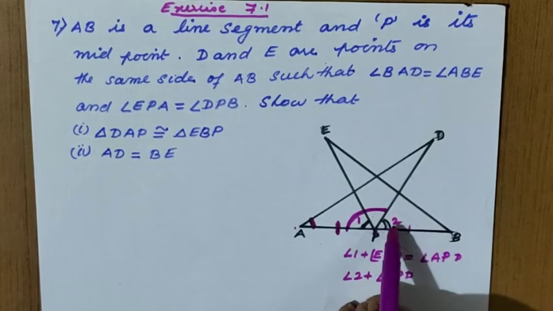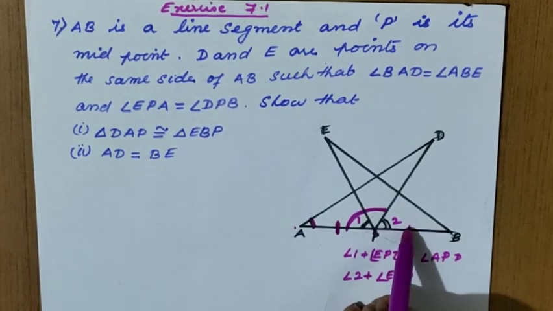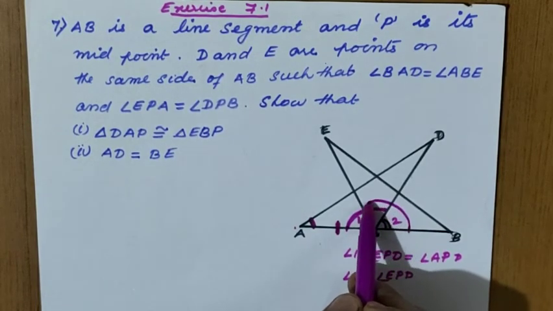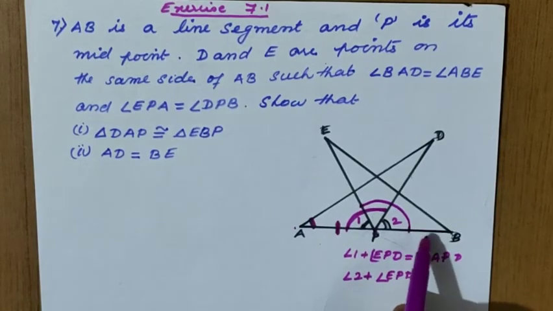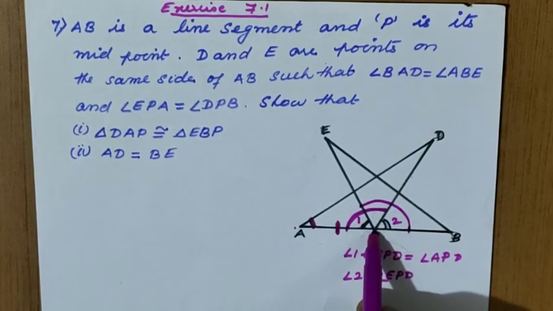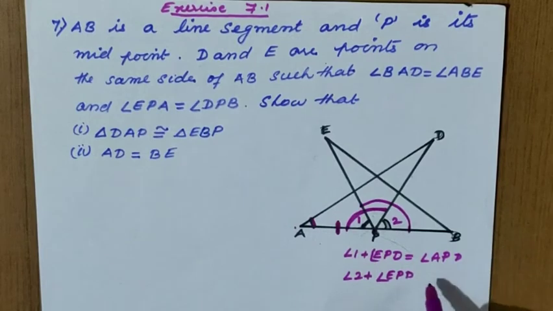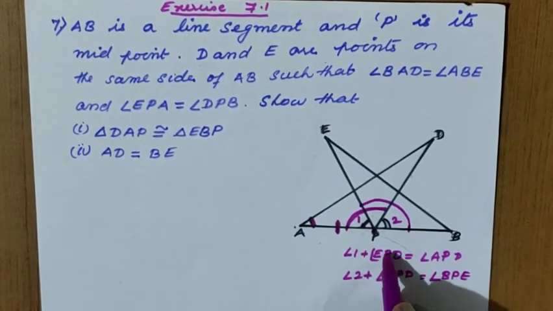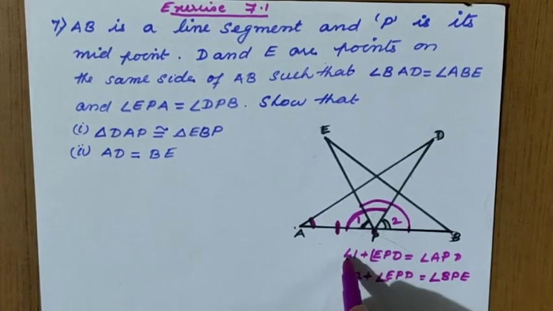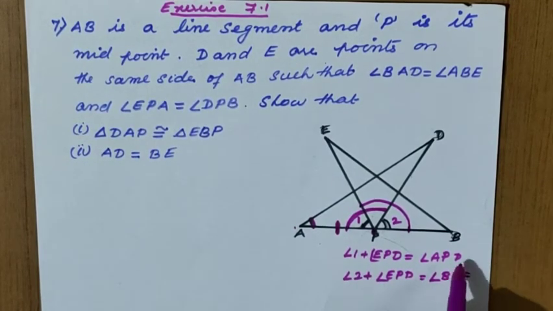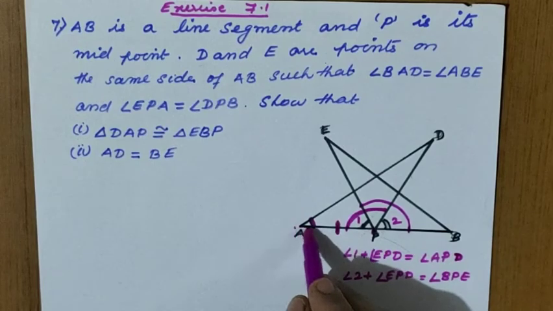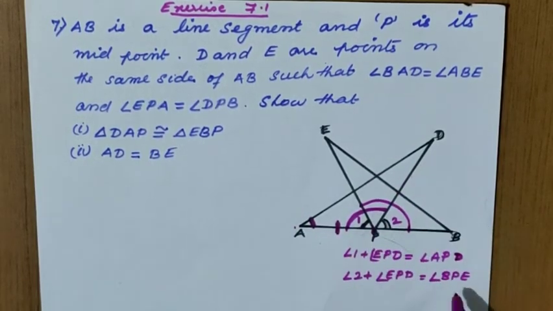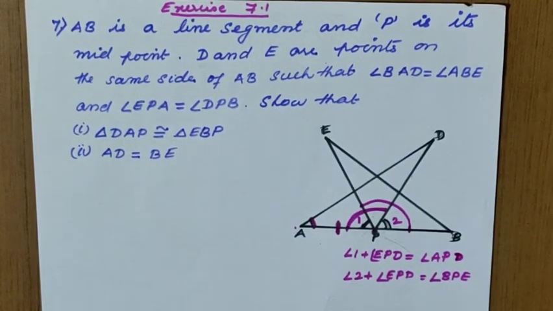You tell. See, angle 2 is starting from this side, right? And it is equal up to here. So from here, it is B, then P, then E. So angle BPE we are getting. Like that, if you add the equals to both the equal angles 1 and 2, we will get the whole angle P in triangle APD and the whole angle P in triangle BPE. Then only can the congruency criteria be applied.